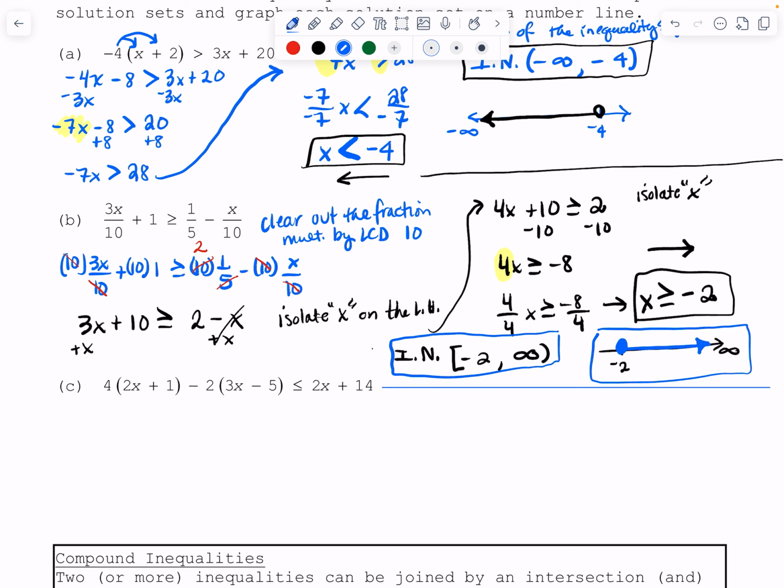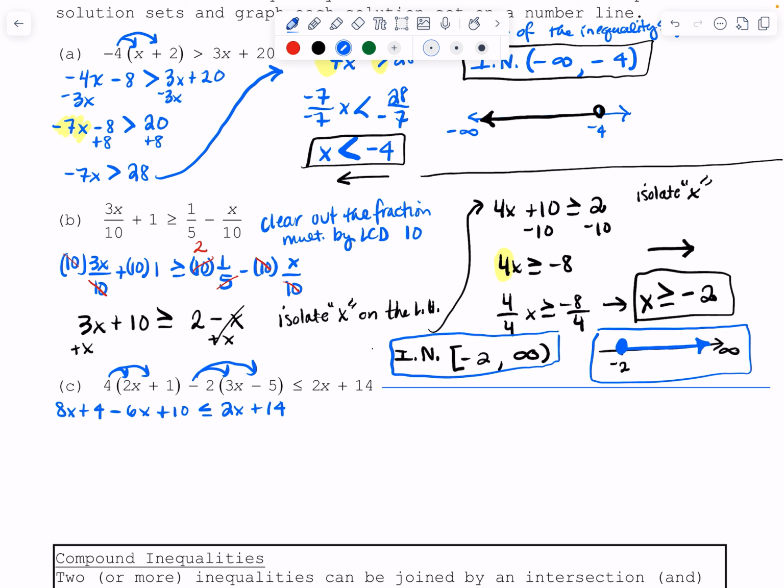Okay, next one. C. I'm going to put a line here so we don't get confused. C says I have 4 times 2x plus 1 minus 2 times 3x minus 5 is less than or equal to 2x plus 14. Again, I'm going to go ahead and distribute. So I get 8x plus 4, and this becomes negative 6x plus 10 when I distribute, is less than or equal to 2x plus 14. Again, I want to get all my x's on the left-hand side. But before I do that, I'm going to combine like terms.